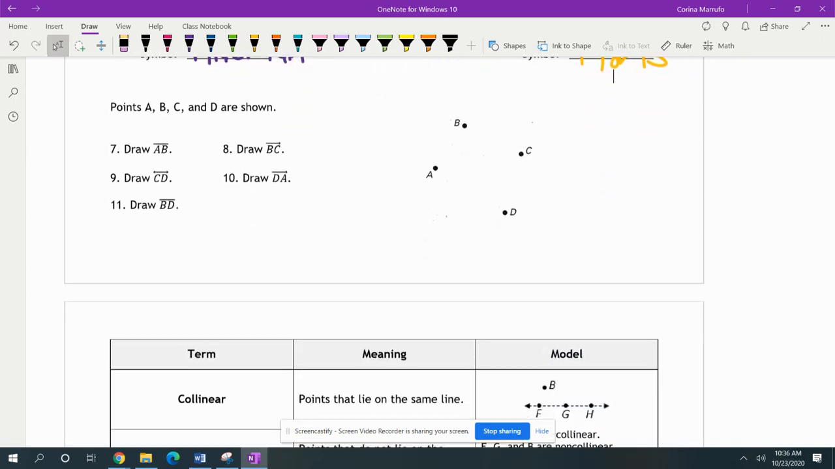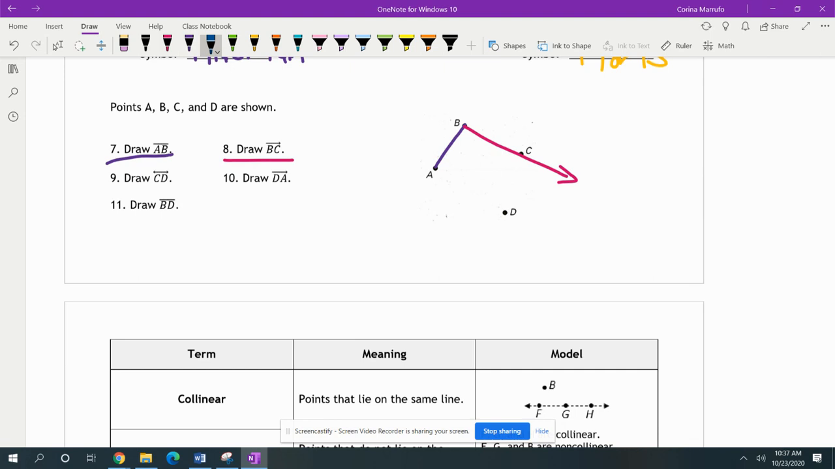All right, points A, B, C, D are shown. So draw AB. So we're going to draw a segment AB. So from A to B, we're drawing a segment. Okay. The next one wants us to draw a ray starting at B and going out through C. So from B, we're going to go through C forever. That's going to be a ray.